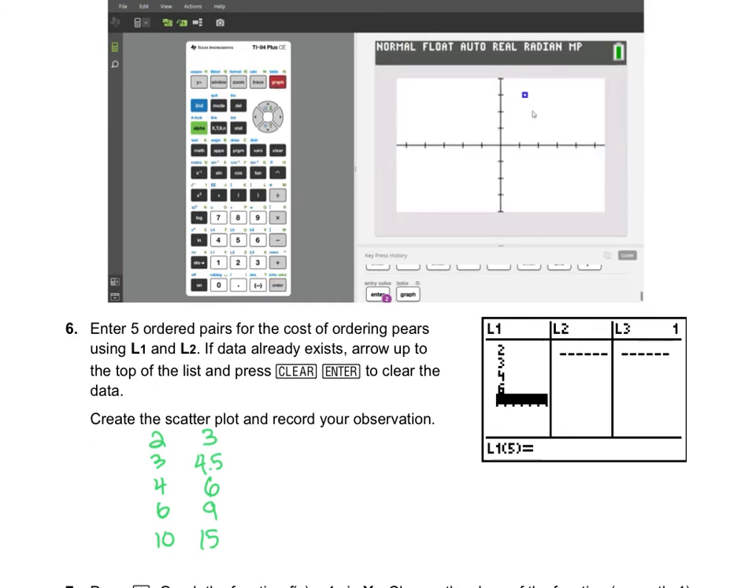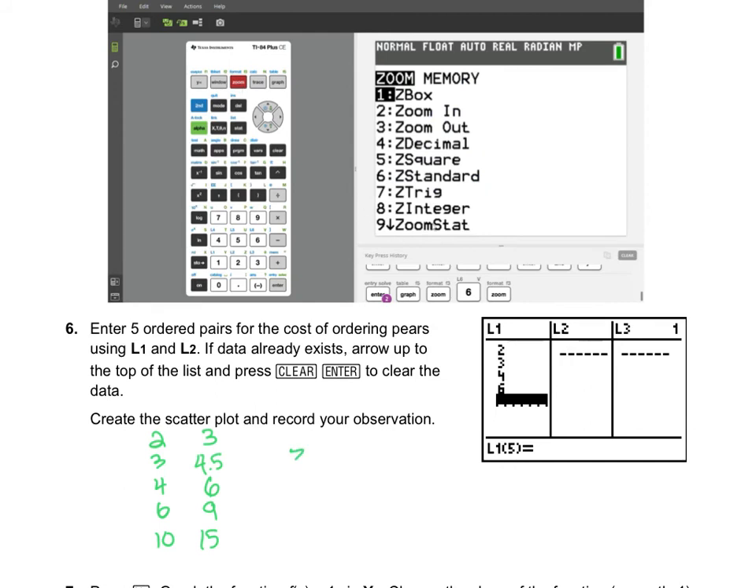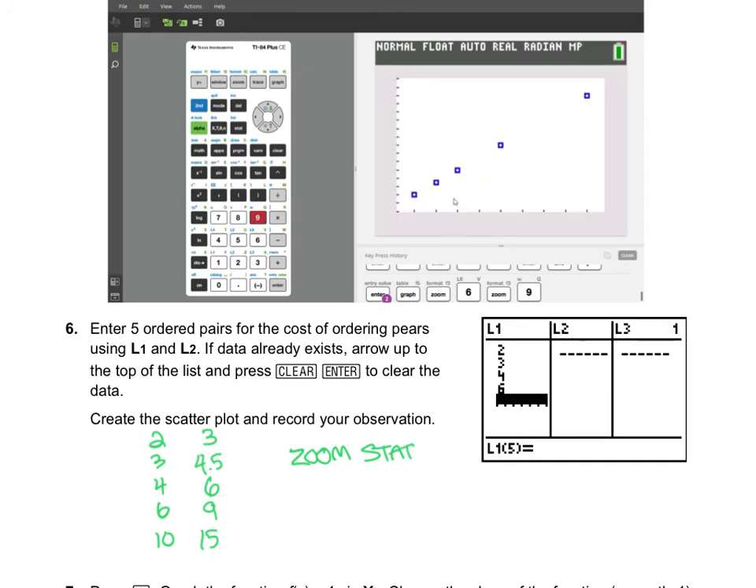Notice that our data is not in the window. Let's press zoom 6. And we still don't see all of the data. We're missing that 10, 15. Not a big deal, but there's another feature which I kind of like. It's called zoom stat. It changes your window based on the stat data that you have. So that's kind of cool. It just focuses on your data.